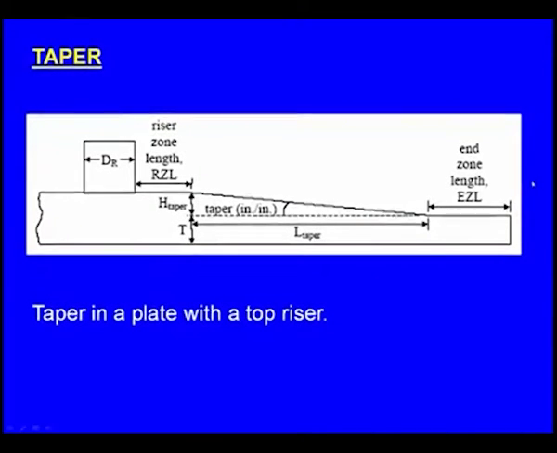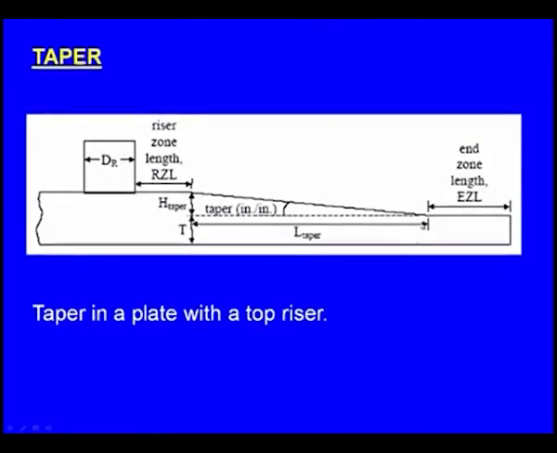Now, here we can see this is the end zone length, the end effect, and here we can see this is the razor zone length, right, and here a taper is given. So, because of this taper, the efficiency of the razor will certainly be improving.